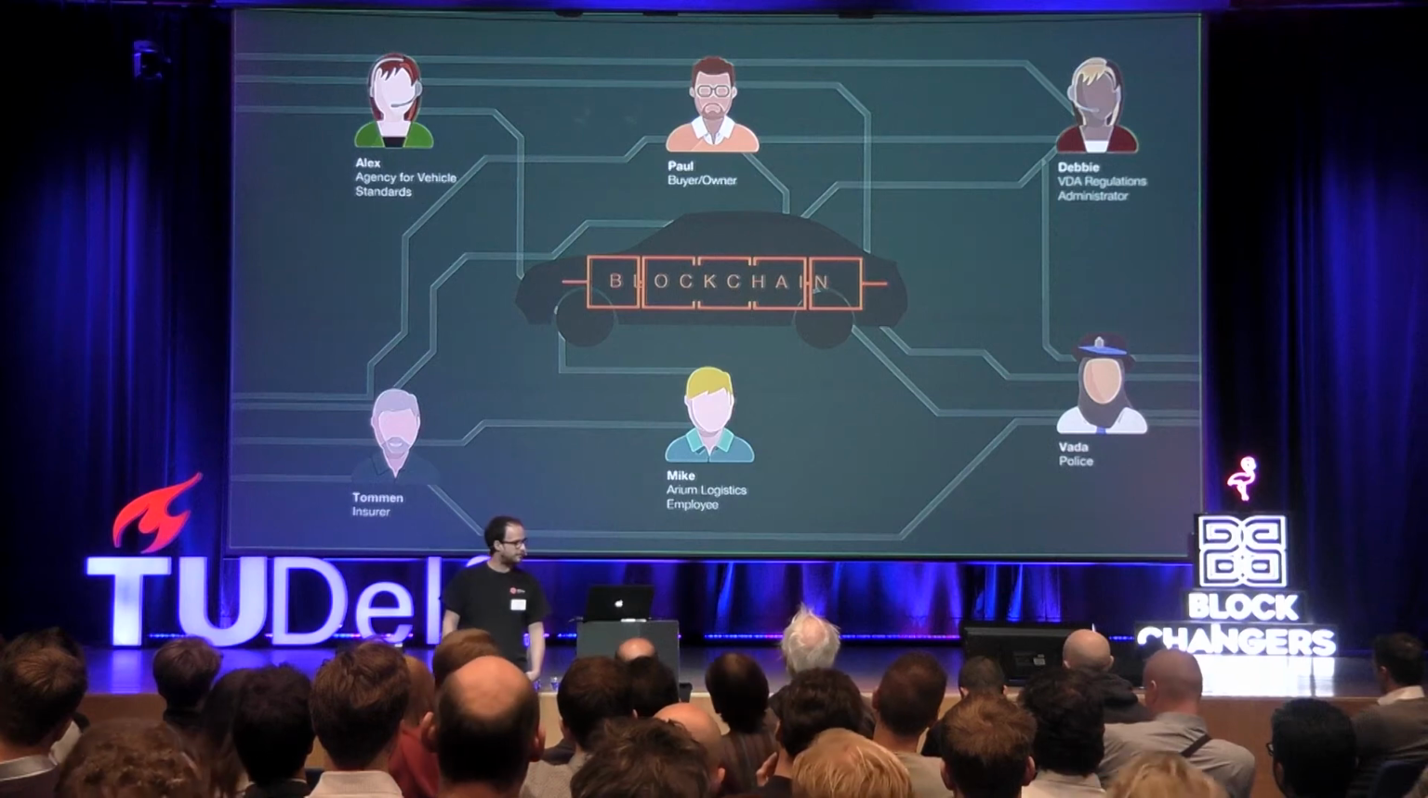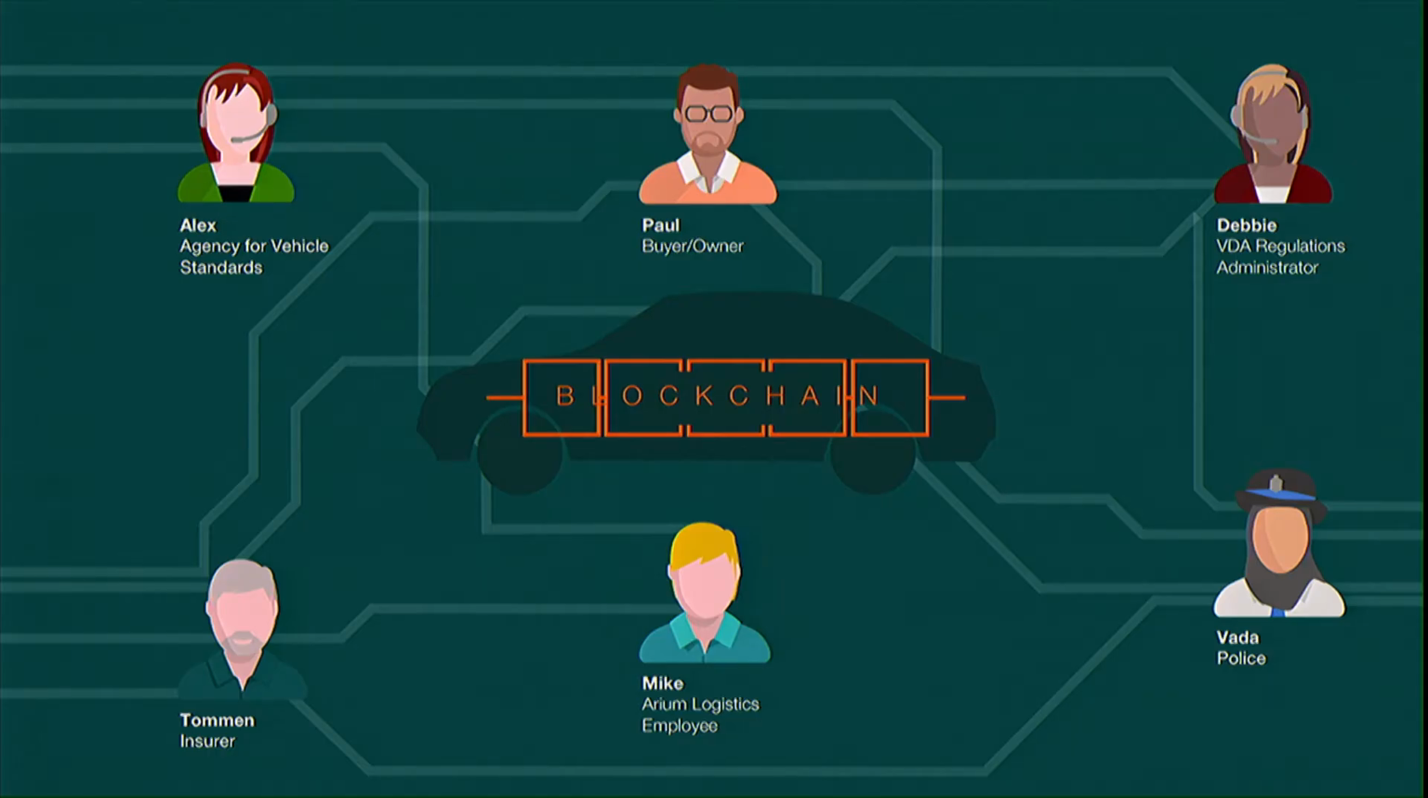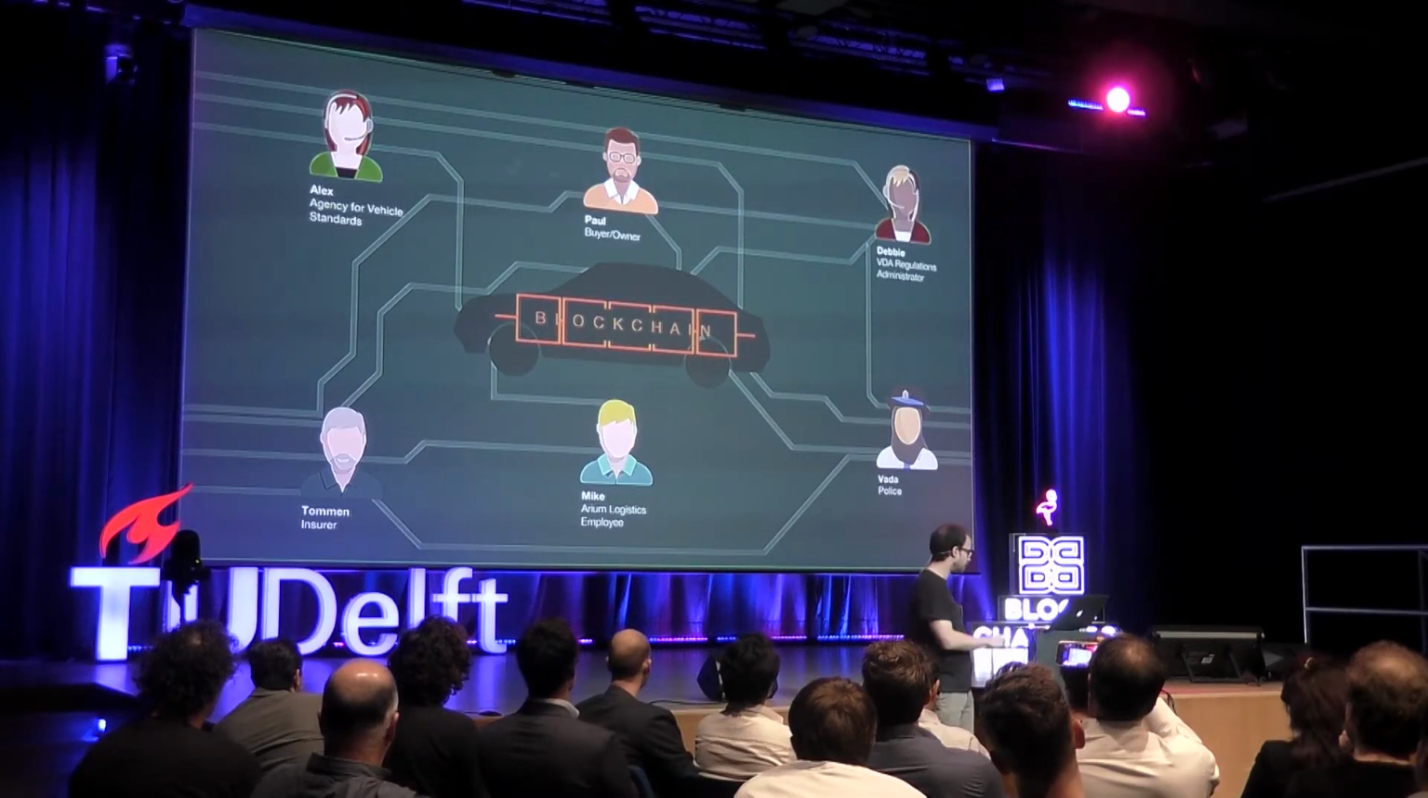From top left, we've got Alex, who works at the Agency for Vehicle Standards, checking that the vehicles are roadworthy. We've got Paul, who's just interested in buying a vehicle from the dealership. We've got Debbie, who works at the vehicle regulator, ensuring people pay their road tax, that kind of thing. We have Tommen, who works at the insurer, who wants to check that all the vehicles are properly insured. We have Mike, who works at Arium Logistics, a fictional manufacturer of vehicles. Think BMW or Audi, that kind of thing. And then Vada, who works at the police, who's checking for potential crime.